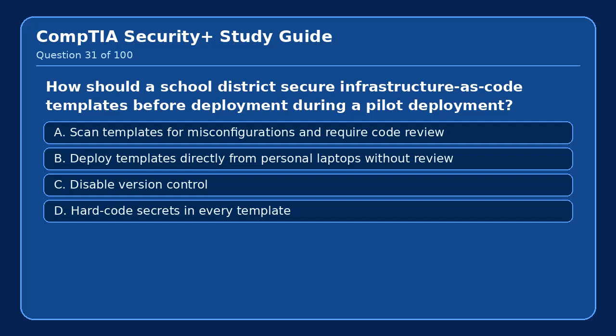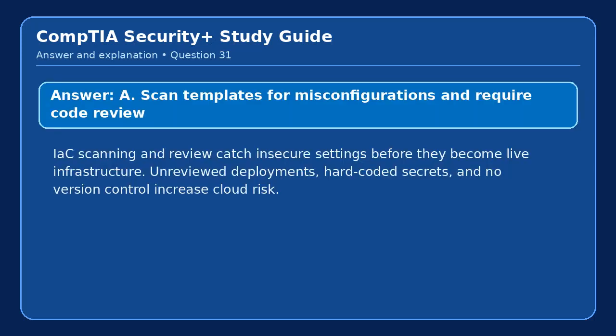Take a moment to choose your answer. The answer is A. Scan images and rebuild from trusted base images. Image scanning and trusted rebuilds help remove known vulnerabilities and unsafe components. Privileged containers, ignored provenance, and secrets in layers increase compromise impact.